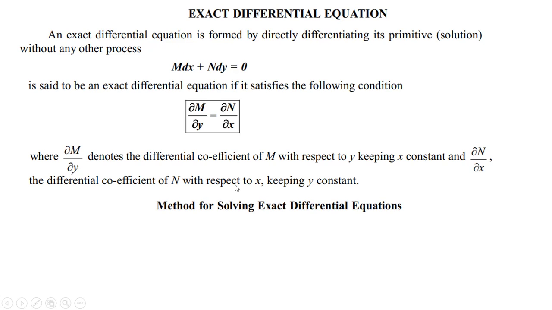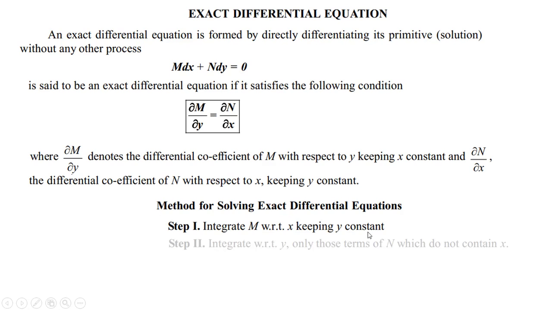So let's look at the method of how you can solve this. The first step is to integrate M with respect to x, keeping y constant. And then the second step, you integrate with respect to y only those terms in N which do not contain x.